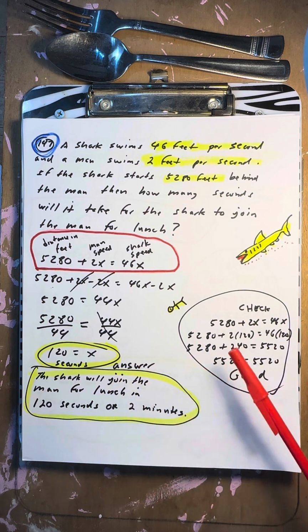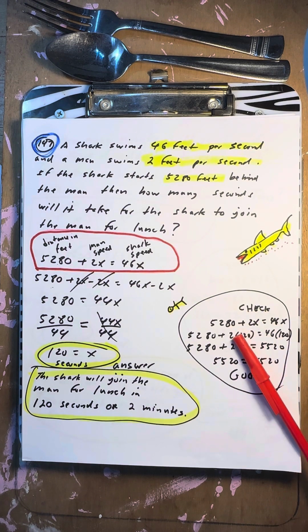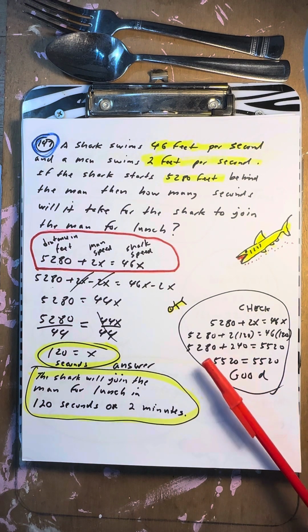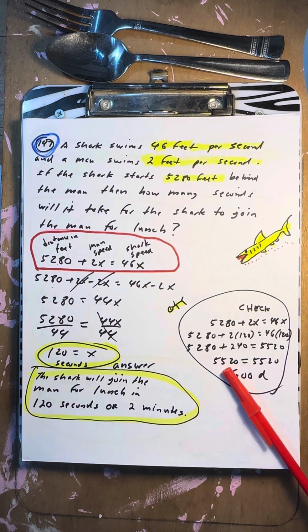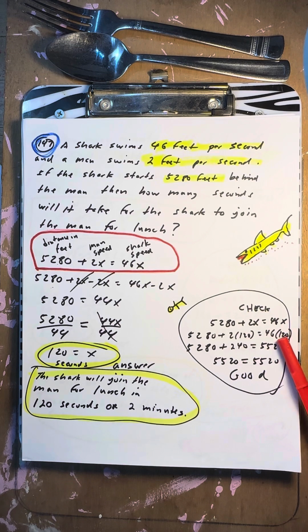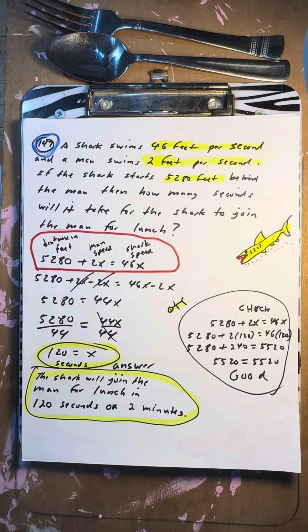Let's check this. Does that work? 5,280 plus 2 feet per second. The man swims for 120 seconds. He swam 240 feet. Plus the original distance he had on the shark is 5,520. The shark, 46 times 120, is going to swim 5,520 feet also. So the shark will be right next to the man and join him for lunch.